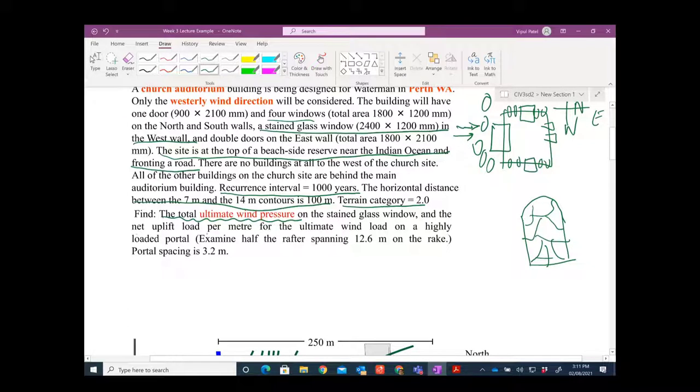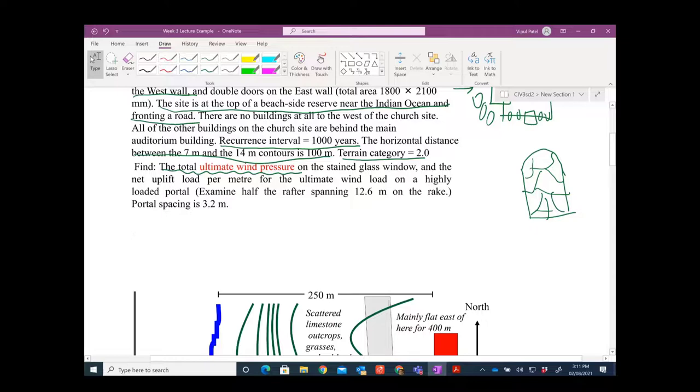And the net uplift load per meter for the ultimate wind load on a highly loaded portal. Examine half the rafter spacing, 12.6 meters on the rack. Portal spacing is 3.2 meters. So we will use that information.